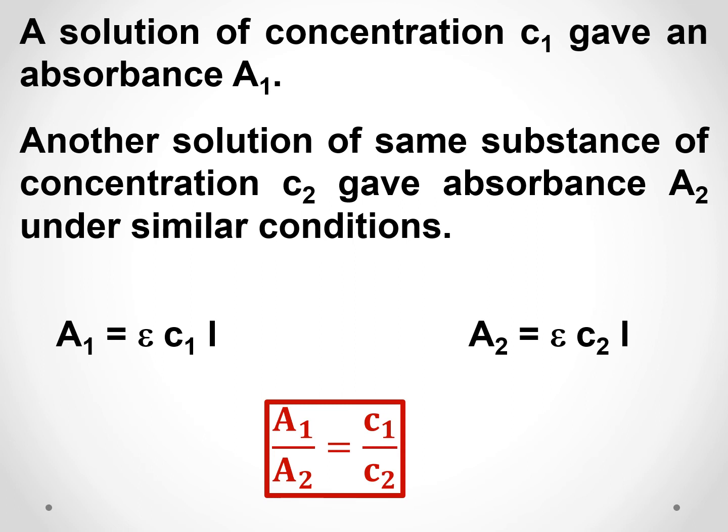So the first expression was A is equal to epsilon C L. Then you have A is equal to minus log T. And then you have A1 by A2 is equal to C1 by C2. So these are the important expressions for Beer-Lambert law. Now coming to the limitations. What are the limitations of this law? It is not a universal law. It's a fundamental law, but it is not a universal law. It cannot be applied under all conditions.